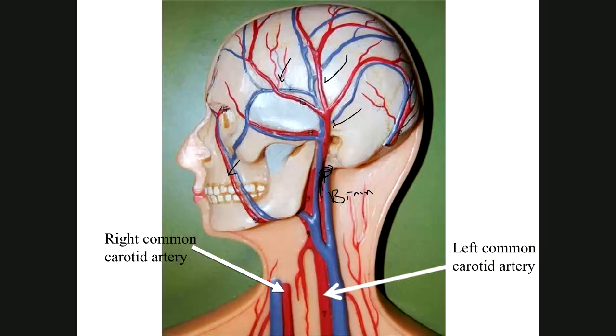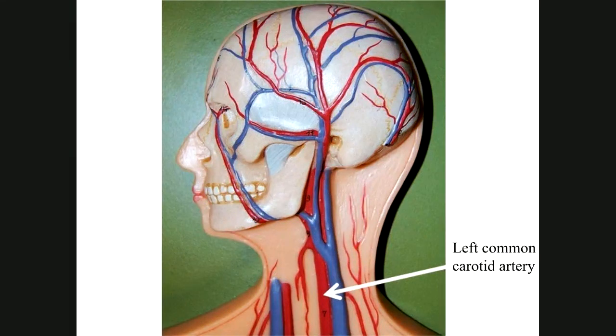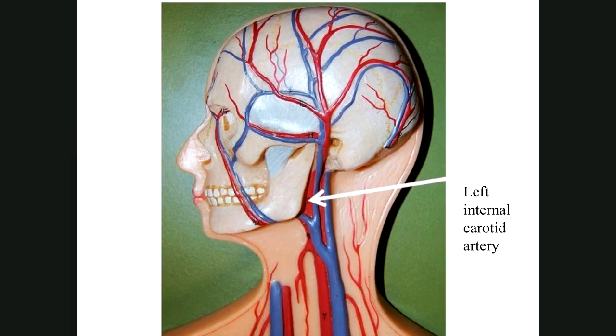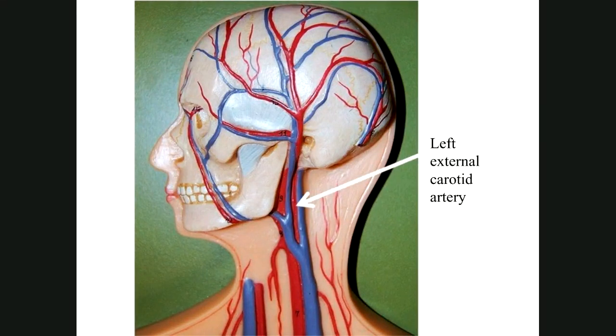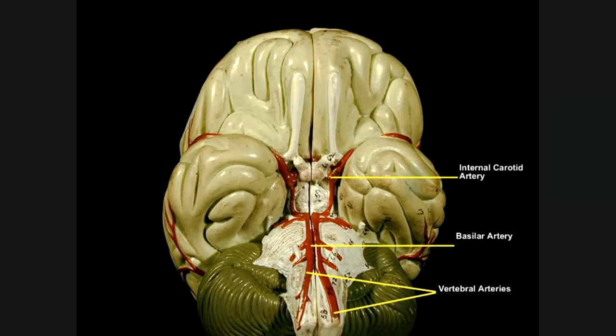So when it splits, we have an internal, the one that goes to the brain, and we have an external, the one that goes to your face. And right here is where they split. You can't see it because it's covered up. Right there. Same thing's going to be true on the other side, but we won't be able to see it in this picture. But then we're going to go to the brain.